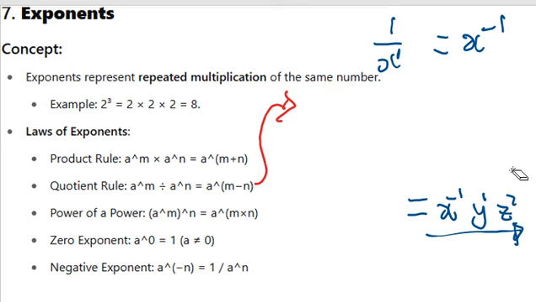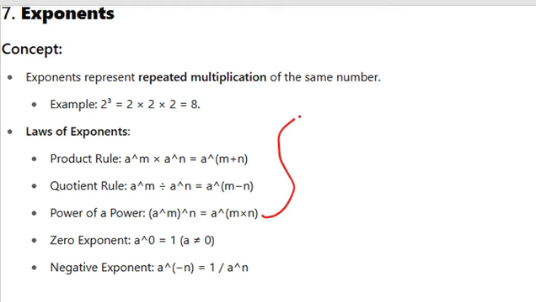Now let's get to another rule called power of power. Power of power means that you have a number that already has an exponent, but on top of that exponent there's another exponent. So let's say you have 2 to the power of 3, and above it there's another exponent, let's say 2. What can you do if you have such problems?